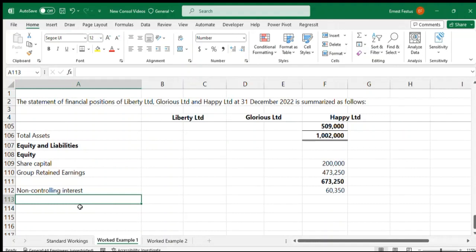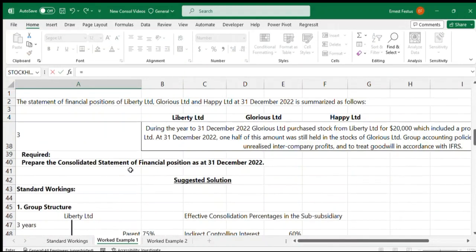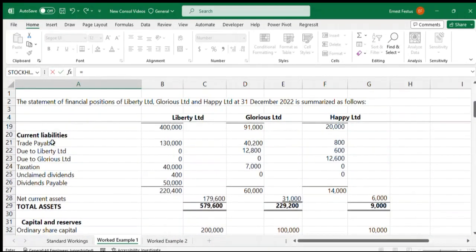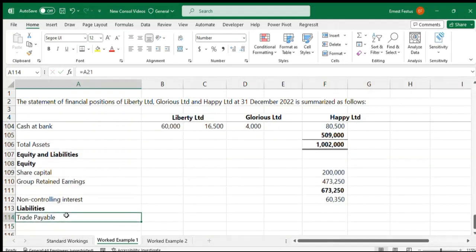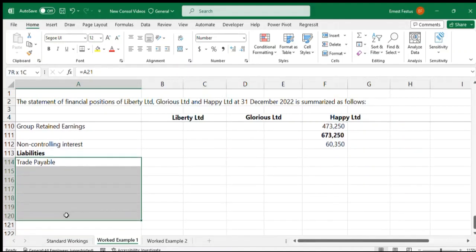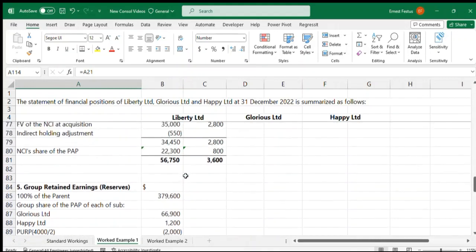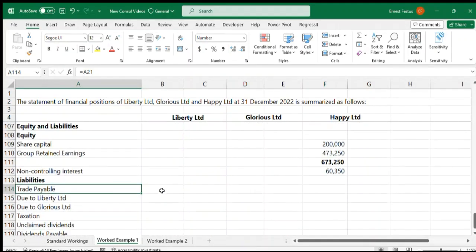Now we come to our liabilities. Let's bold it. So we have our liabilities, and then we can link them from our statements of financial position. So I go back to my question, and these are our liabilities. Now trade payables, so I don't know how many are there. Click it. Alright, so those are the items we have. Now let's look at them. We have our trade payables, so let me just link the trade payables.